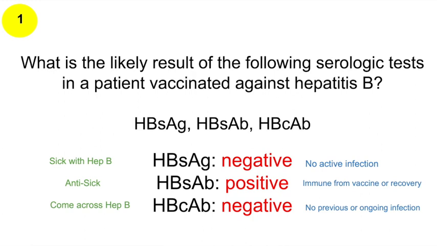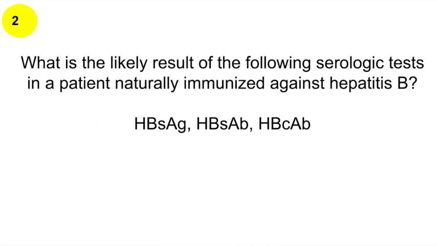So to sum it all up, in a patient that is vaccinated against hepatitis B, you would expect to see a positive hepatitis B surface antibody because that is anti-sick, and that means that you are immune from either the vaccine or recovery. Okay, great. Now let's move on to question number 2 of this short practice test series. What is the likely result of the following serologic tests in a patient naturally immunized against hepatitis B?